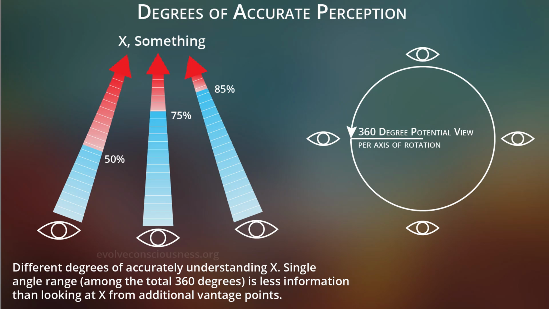So there's the circle, the 360 degree potential view per axis of rotation. If you have a ball in front of you and you look at it every 90 degrees, you're going to get the view of it on that X axis. But what about the Y axis? Instead of a horizontal going around the ball, you switch that horizontal to a vertical, and then you go around it vertically in a circle, and you get 90 degrees from that axis of rotation, and you'll get even more information. So, this builds up our percentage.